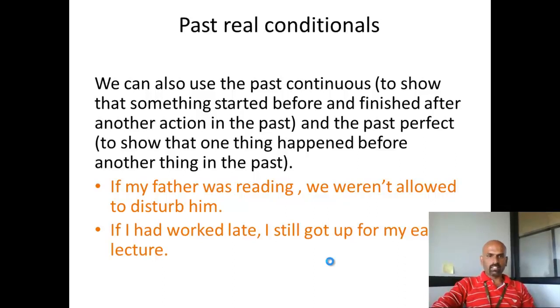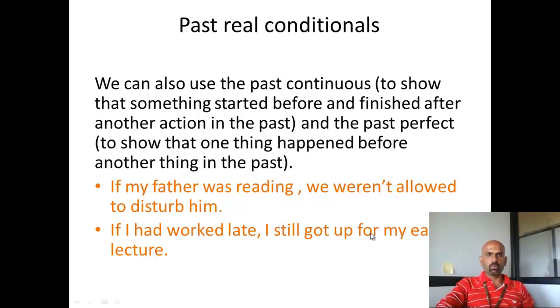If I had worked late, I still got up for my early lecture. If I had worked late, I still got up for my early lecture. That means you got up quickly for your early lecture. But look at the example again. If my father was reading, it's a past continuous tense. We weren't allowed to disturb him. It's a simple past tense. We were not allowed to disturb him. If I had worked late, past perfect tense, I still got up for my early lecture. That is a past tense.